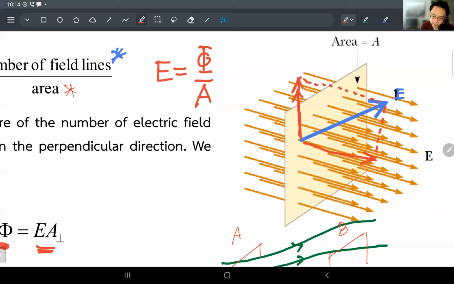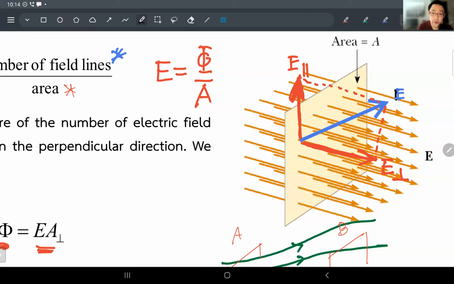There you go. Let me write a bigger one there. Does this give you a good sense of what is about to happen? Every time you have electric field lines pointing not perpendicular to the area, all you need to do is break that electric field into two components. One component is perpendicular, which you can call E perpendicular, and another is parallel to the area, which you can call E parallel.